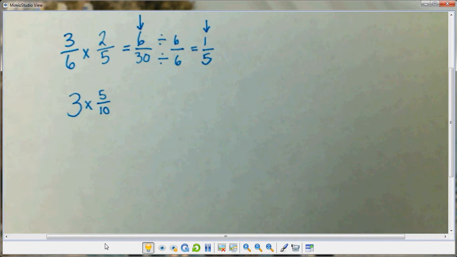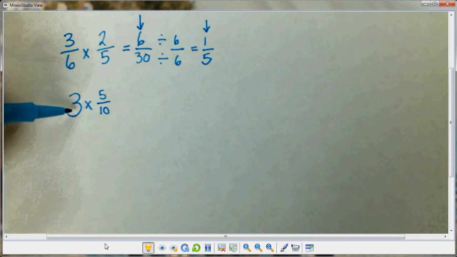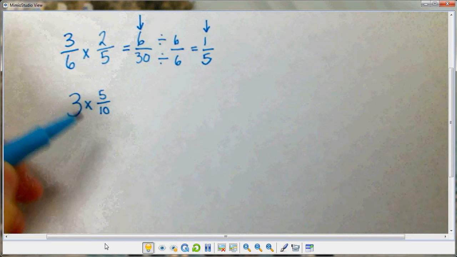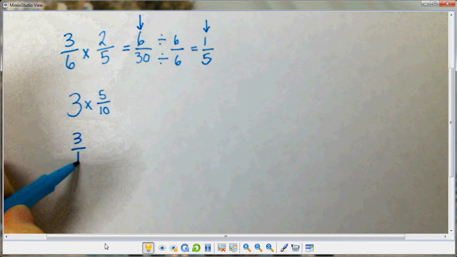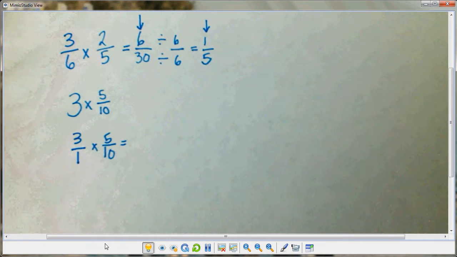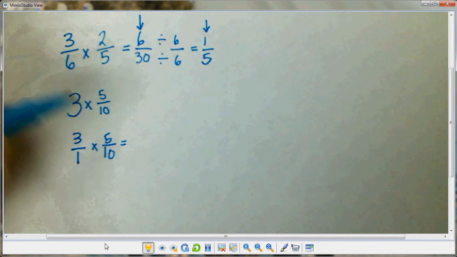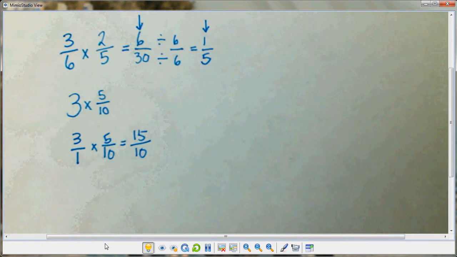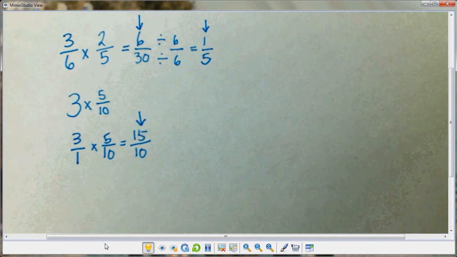Now really this is just the same thing as you did above, because a whole number can be rewritten like this, 3/1 times 5/10. And then you just do numerator times numerator and denominator times denominator. So 3 times 5 is 15, and 1 times 10 is 10. Now, this may be what is on your multiple choice answer for your test, but as you know, that is an improper fraction, so we will most likely have to change that into a mixed number.